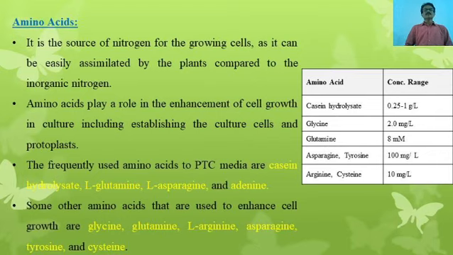The frequently used amino acids in plant tissue culture media include casein hydrolysate, L-glutamine, L-asparagine, then adenine. So these are the major ones. Sometimes it may also require glycine, glutamine, L-asparagine, tyrosine and cysteine. These amino acids are required, and the concentration that I had already given in the table, you have to take that particular amino acid within that particular range.